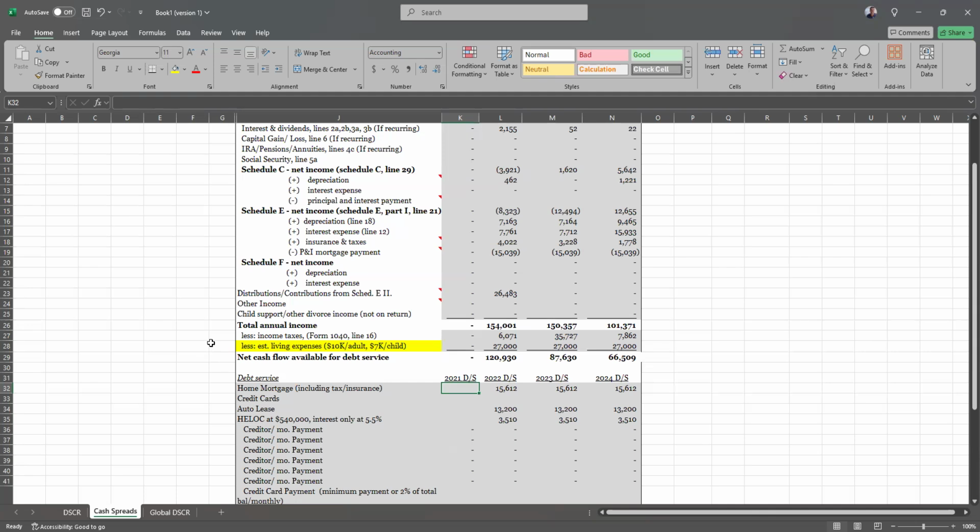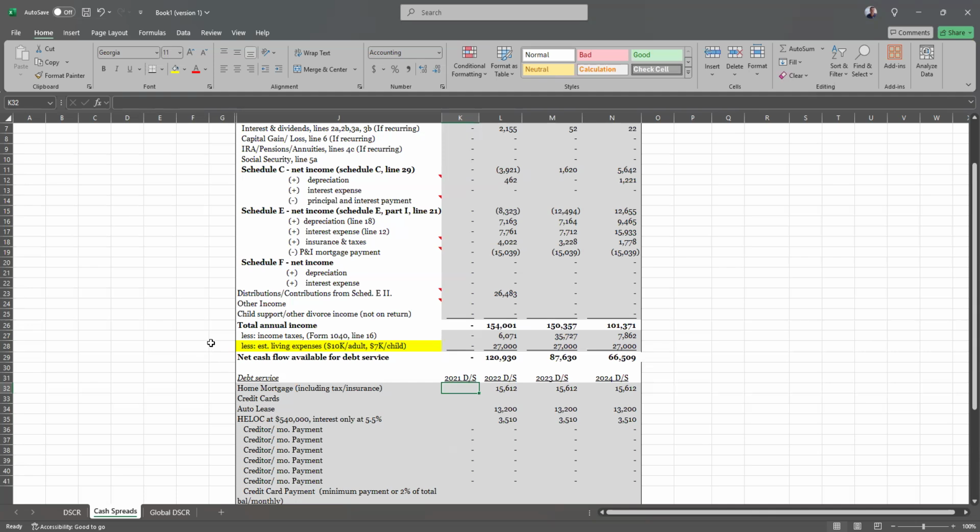Estimated living expenses. I'm going to park on this for just a little bit. This possibly has gone up since inflation, but most depository lenders are going to hit you for living. Yes, you have expenses for living. It's usually right around $10,000 per adult or $7,000 per child.